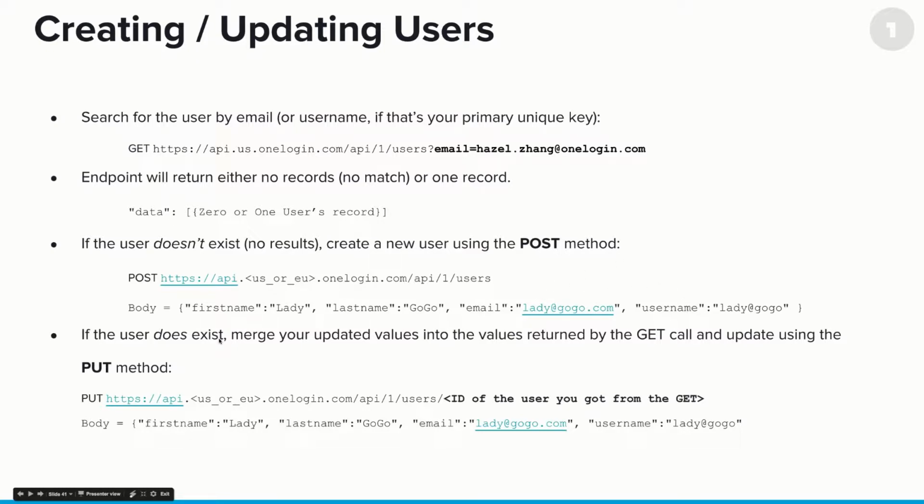Now, if the user does exist, you need to merge your updated values into the values returned by the GET call and update using the PUT method. PUT, again, is the very same endpoint, except in this case you're passing in the ID of the user you got from the GET operation. And again, the same rules apply as before with the user's body. One thing to note here is POST only allows you to create new resources. If you attempt to do a POST operation on top of an existing user, it will fail. This is why we use the PUT method when updating an existing user.